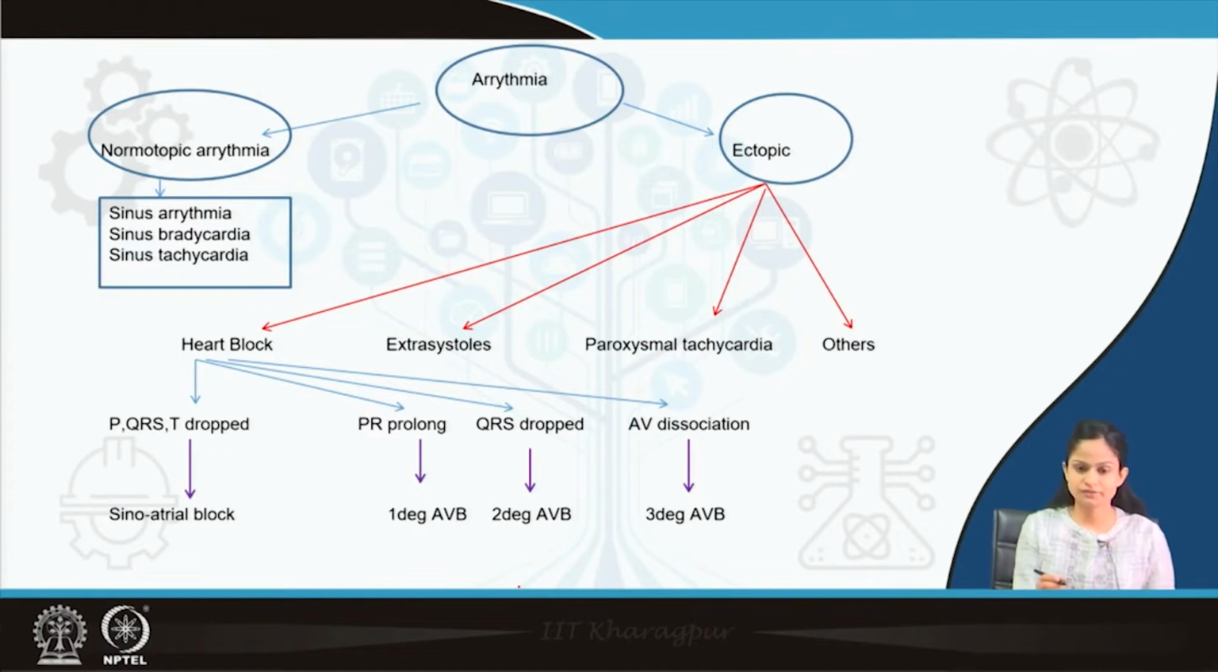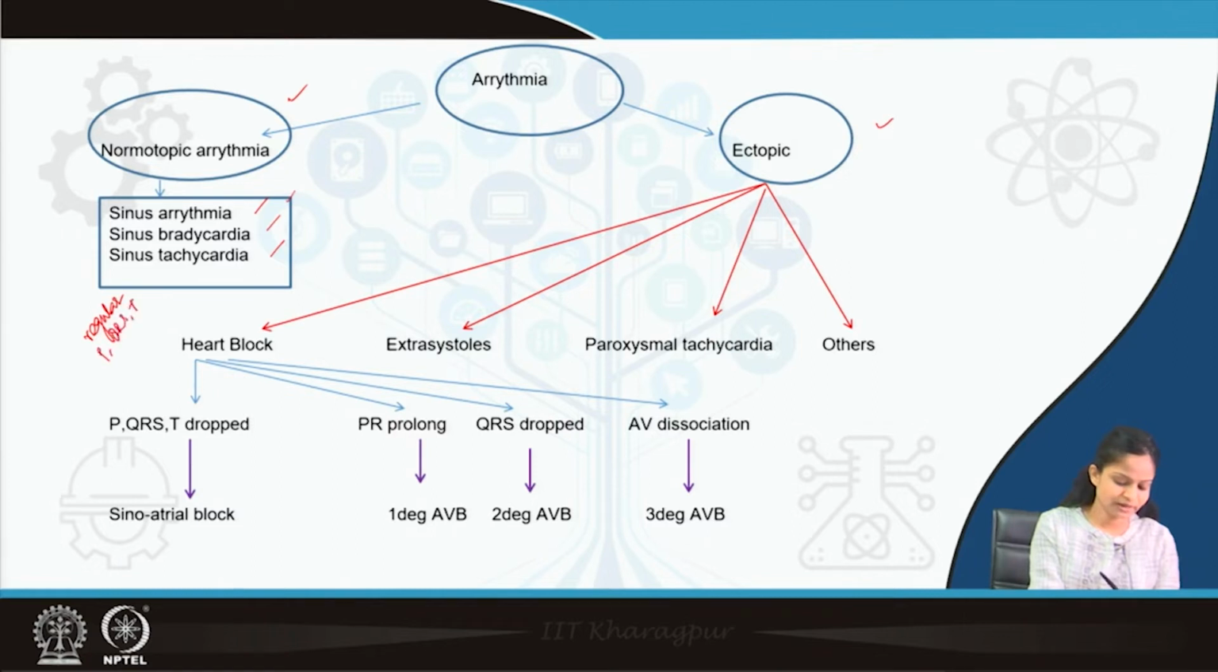So, arrhythmia generally we classify into normotopic and ectopic. Ectopic means any arrhythmia which is arising away from the normal site. In normotopic we have sinus arrhythmia, sinus bradycardia and sinus tachycardia. In all of these there is a difference in the heart rate, either with respect to respiratory cycles, or there is a decrease or an increase in the heart rate. But generally the variation in the heart rate is regular in nature, and we have normal PQRST waves. We do not see any abnormality or morphological changes in the PQRST waves. So, regular rhythm and normal PQRST.